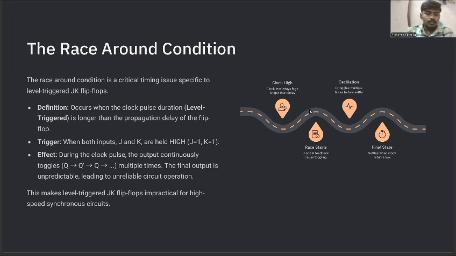So to overcome this, there are some solutions to overcome these race around conditions. We can use the edge triggered flip-flop or master slave flip-flop, which uses two flip-flops connected in series. One is active on clock high, the other on clock low, to prevent multiple toggles. So triggering methods: trigger when both J and K are high.